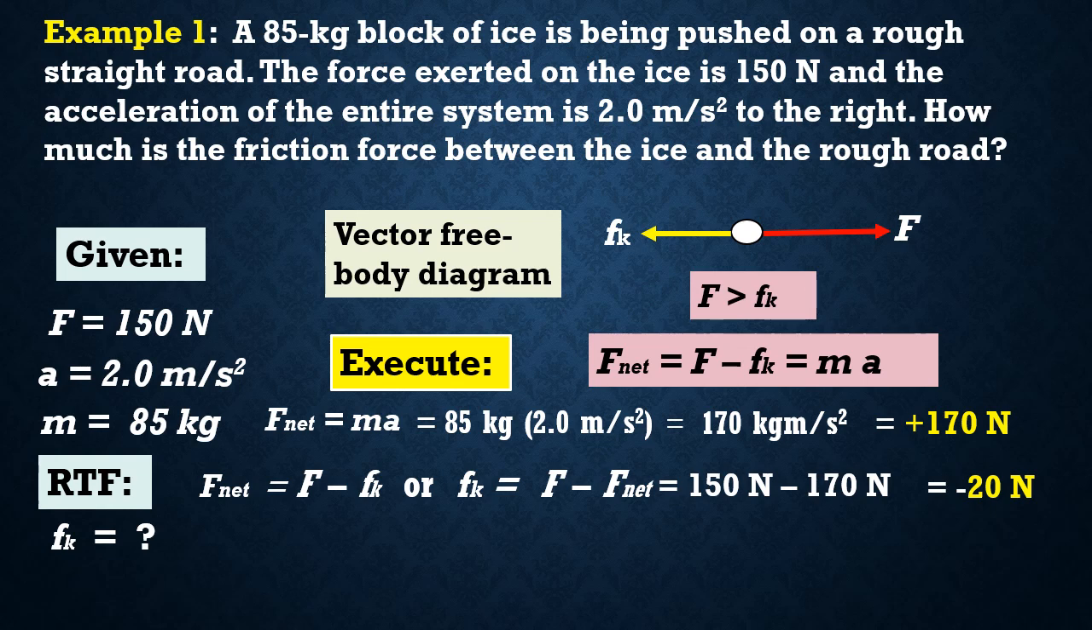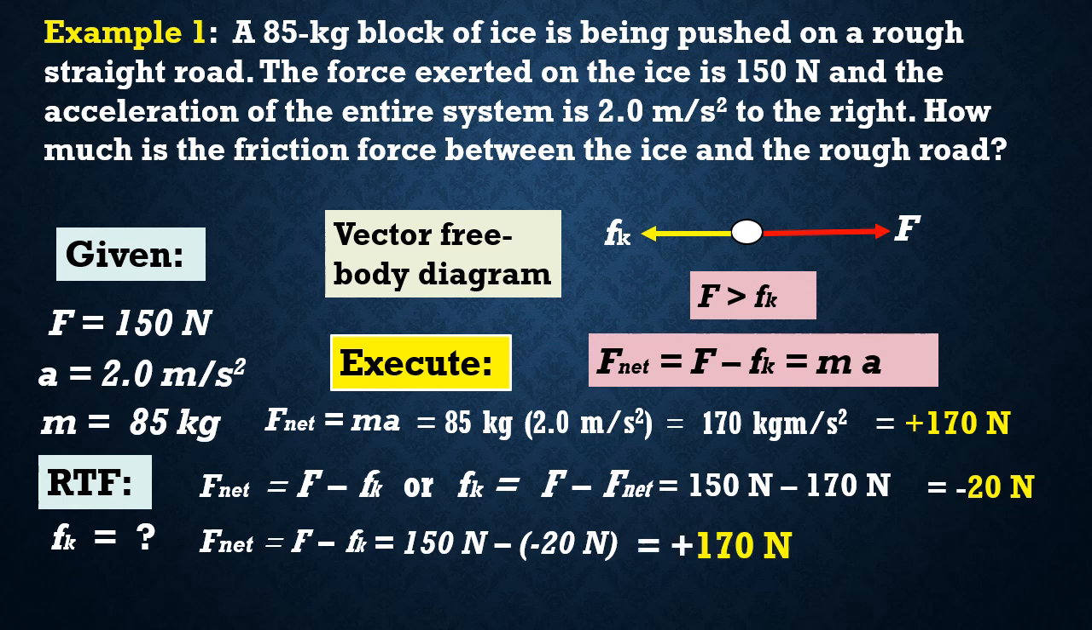Now let us check the computed value for net force using the F net equals F minus Fk formula, and that is F net is equal to 150 newtons minus negative 20 newtons. This gives us 170 newtons, the same value we got earlier.